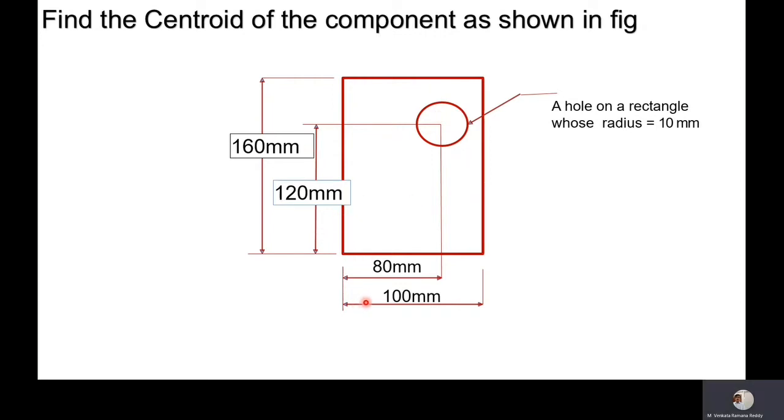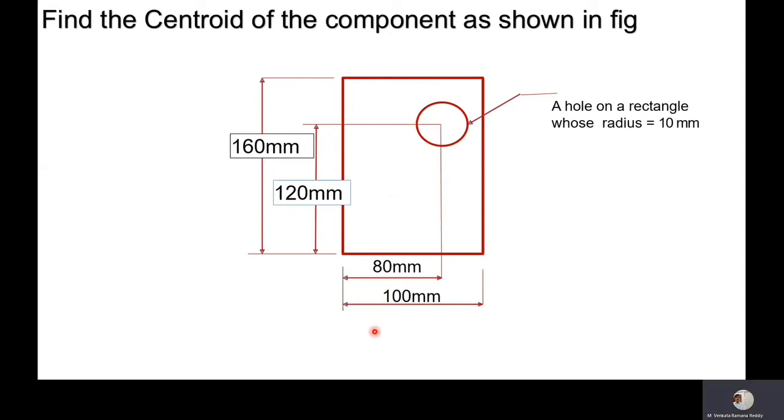The breadth of the rectangle is 100 mm and the height of the rectangle is 160 mm. And radius of the circular hole is 10 mm and the circular hole is at a distance 120 mm from the base and 80 mm from the left side of the height.